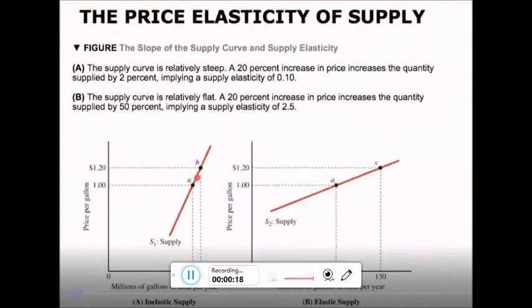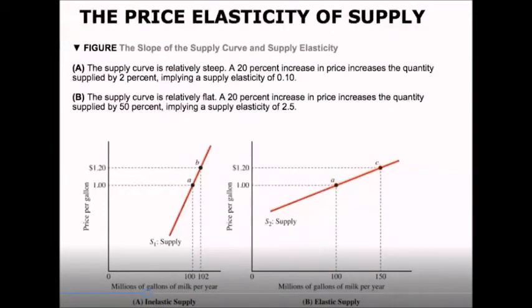Here are two supply curves we might look at. This is a relatively steep supply curve compared to this relatively flat supply curve. So if we look at the price elasticity of supply for this supply curve, we can see that the percentage change in quantity is relatively small compared to this percentage change in price. Meaning the quantity supplied is not very responsive to changes in the price level. This is an inelastic supply curve.